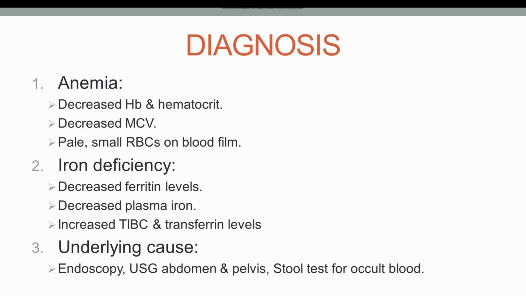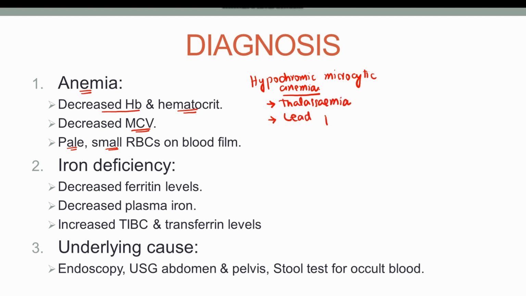The first step towards diagnosis is establishing that there is anemia. Anemia is characterized by decreased hemoglobin and hematocrit, and there is a decreased mean corpuscular volume as well. The peripheral smear reveals that the red blood cells are pale and small. So far it is established that the patient is suffering from anemia. The next step is to establish that it is iron deficiency anemia, because hypochromic microcytic anemia is not purely a feature of iron deficiency anemia. Other reasons that result in hypochromic microcytic anemia include thalassemia and chronic lead poisoning.